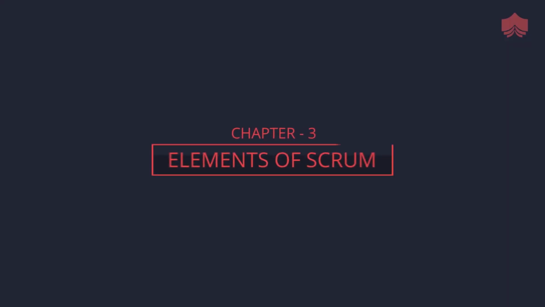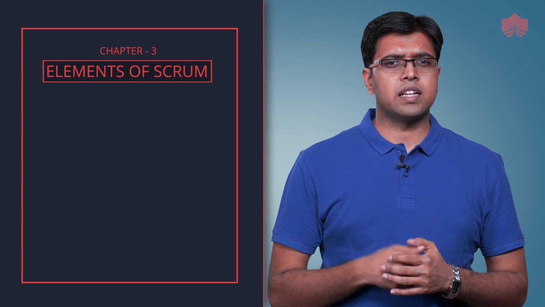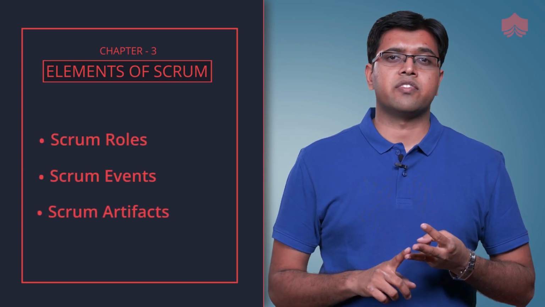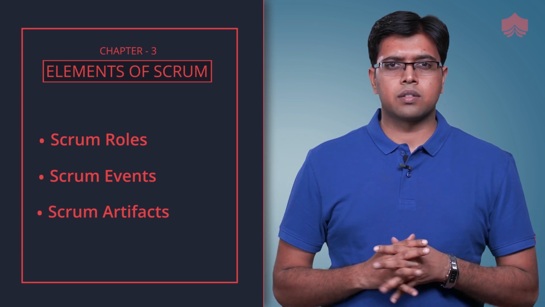Hi, welcome back. Let's continue talking about the Scrum framework. In this section, we shall discuss the elements of Scrum. Now, Scrum basically has three major elements. You have the roles, events, and the artifacts. And the Scrum Guide provides the rules that bind all of them together.